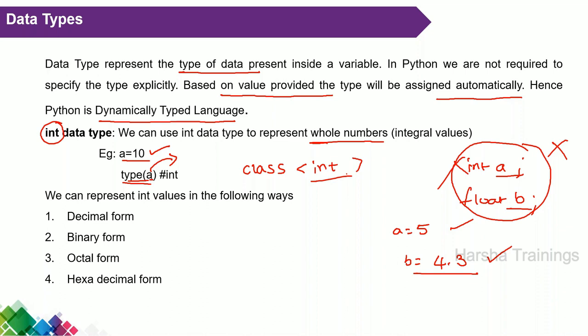Now, generally in programming languages, we are using four types of values. Even though we have many, in programming languages these four are the most useful. One is decimal, second is binary, next is octal, and next is hexadecimal.